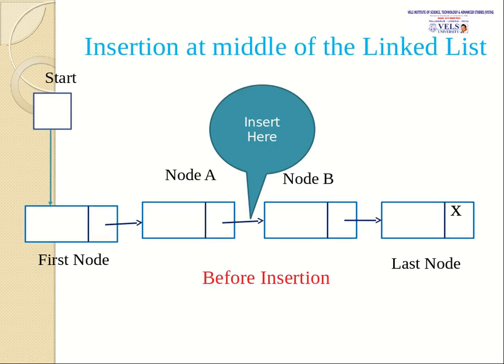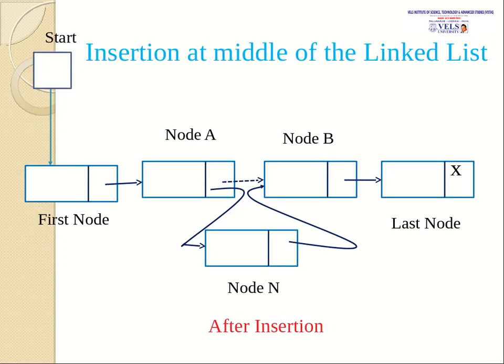Next operation, we have insertion at the middle of the linked list. I want to insert between node A and node B. How is it performed? Here I have the node n, which is to be inserted between node A and node B. The address of node B, which is in the link of node A, has to be removed now. The address of the new node will be stored in node A, and the link part of node n, the new node, will have the address of node B. That is, the content previously available in node A's link will be stored in the link part of node n, and the new node's address will be stored in node A. This is how it is inserted at the middle.